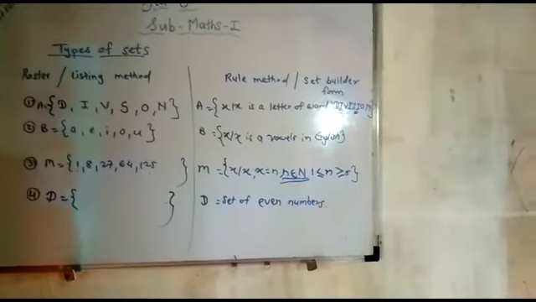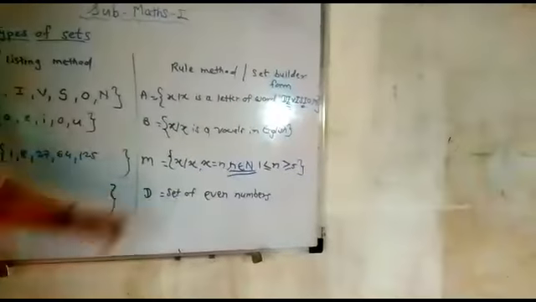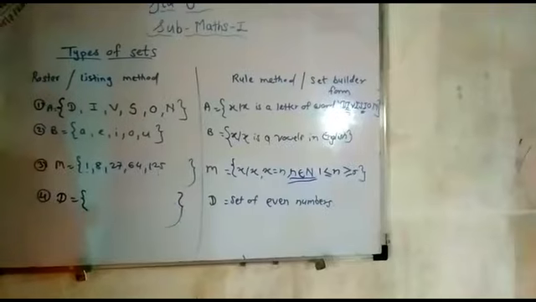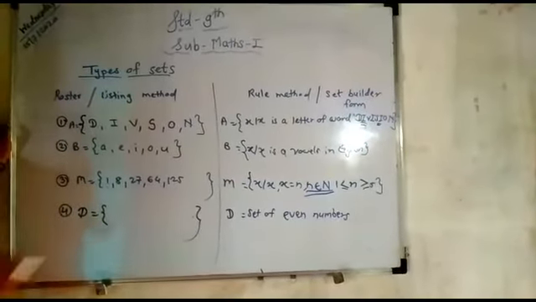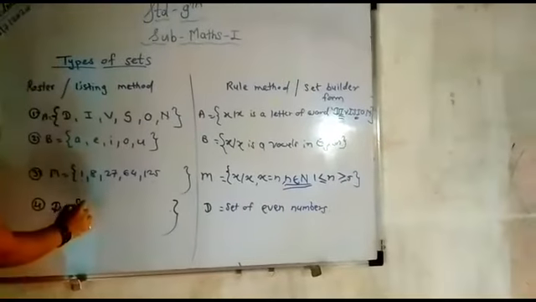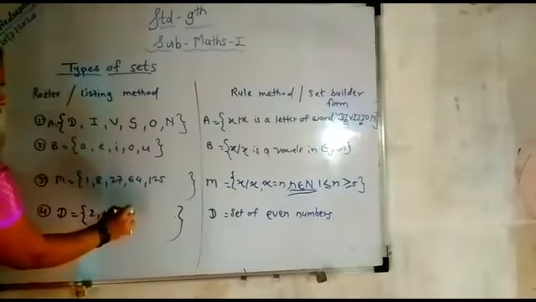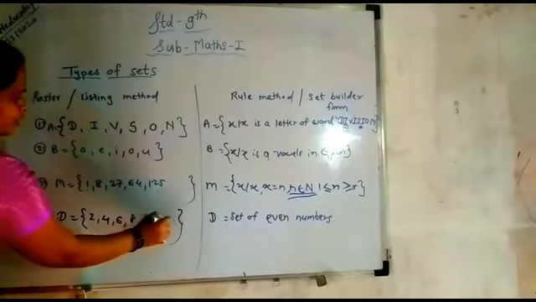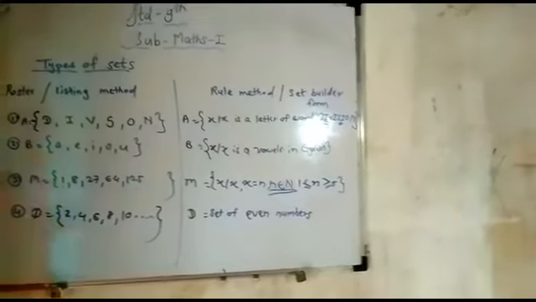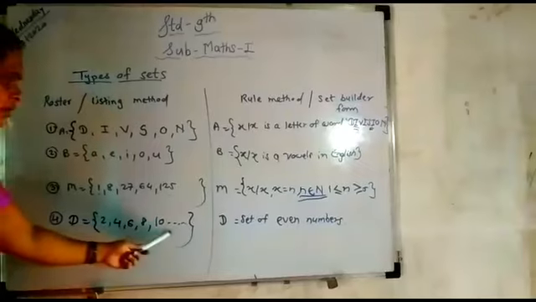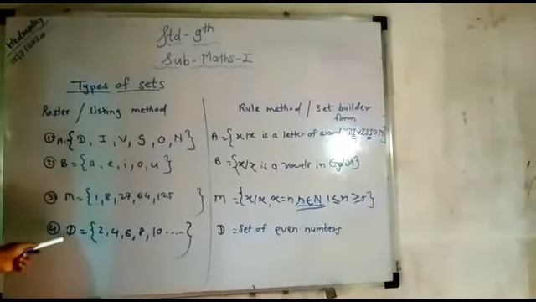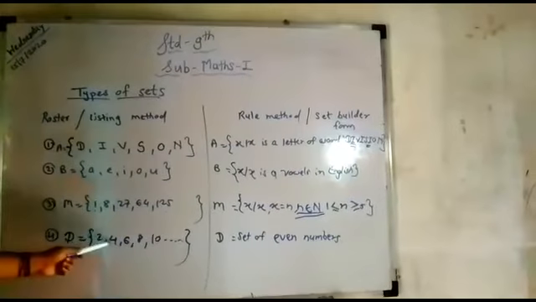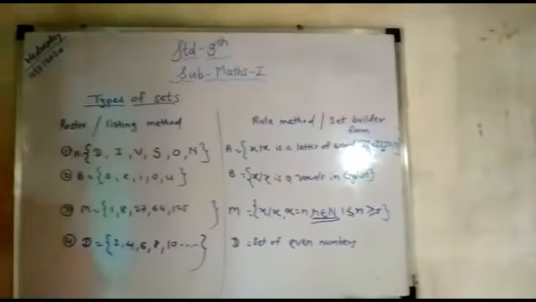Then next example, in rule method, set of the even numbers. All of you know even numbers and odd numbers, we saw in previous standard. Here even numbers 2, 4, 6, 8, 10 and so on, means there are many even numbers, innumerable numbers. Therefore we write the set D is equal to 2, 4, 6, 8, 10 and so on.